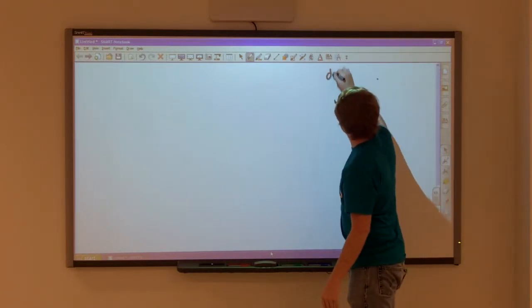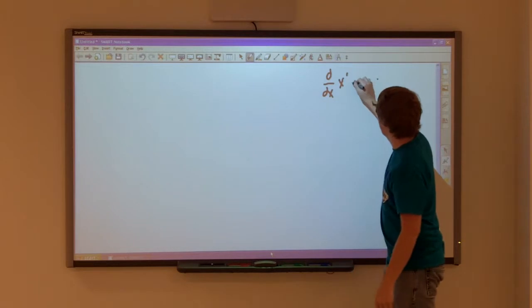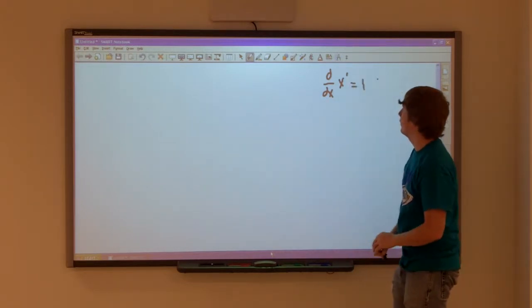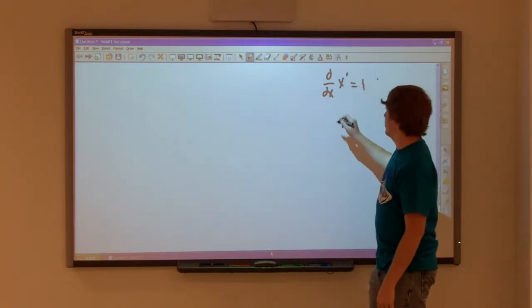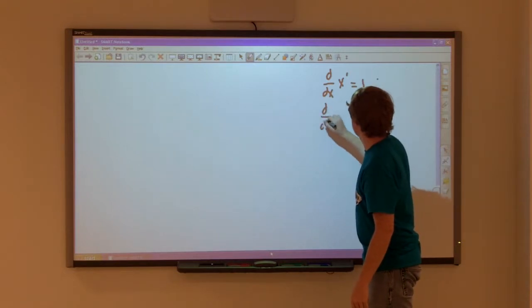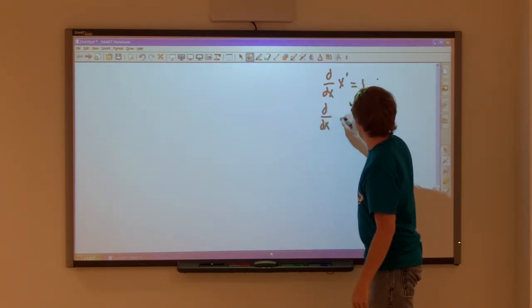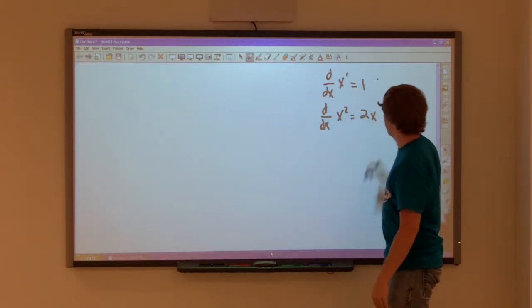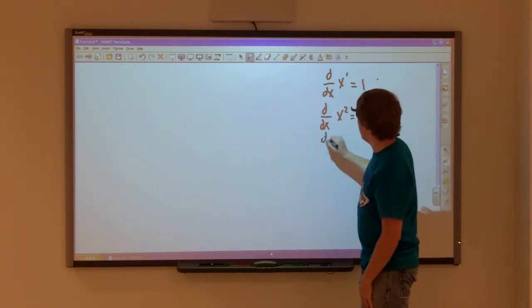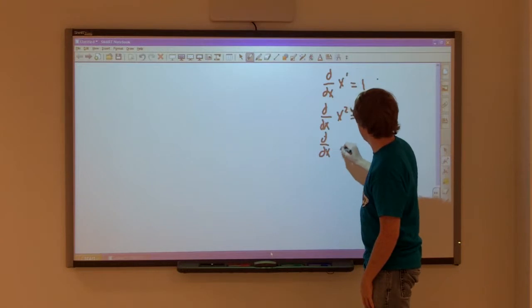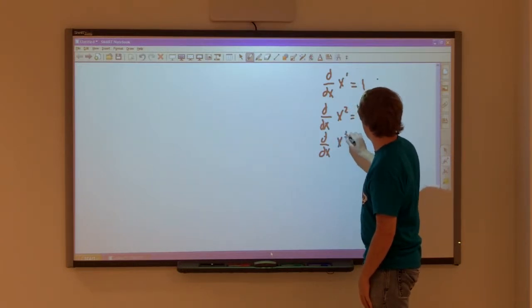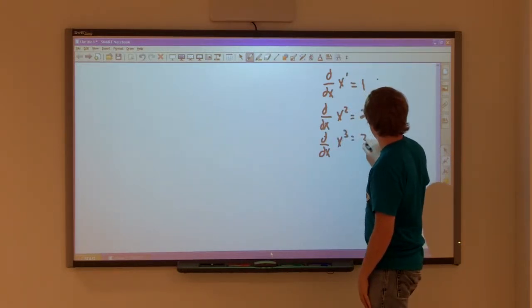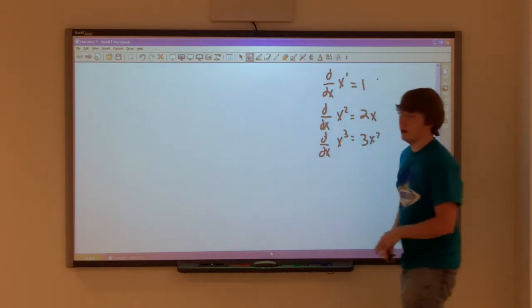we know that d/dx of x to the first power is just 1. And then we should also know that d/dx of x squared is 2x, and d/dx of x cubed is just 3x squared.